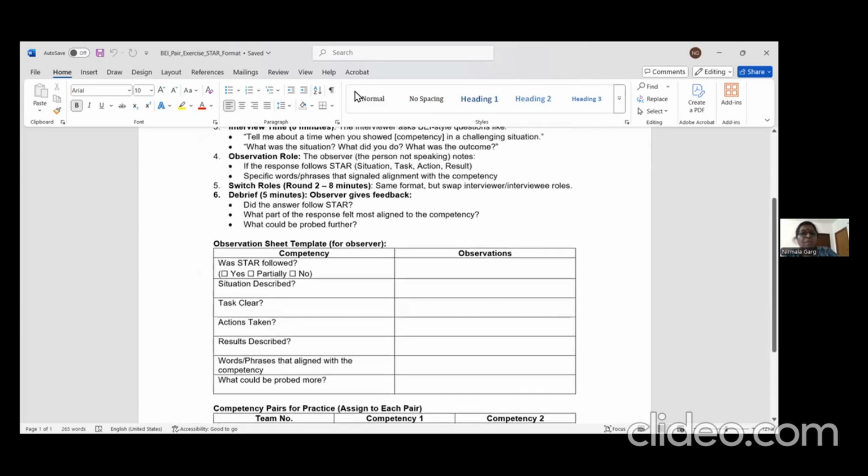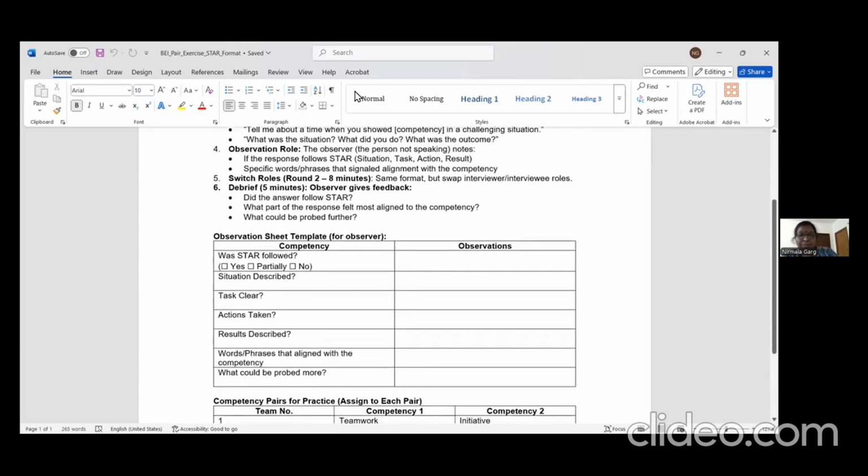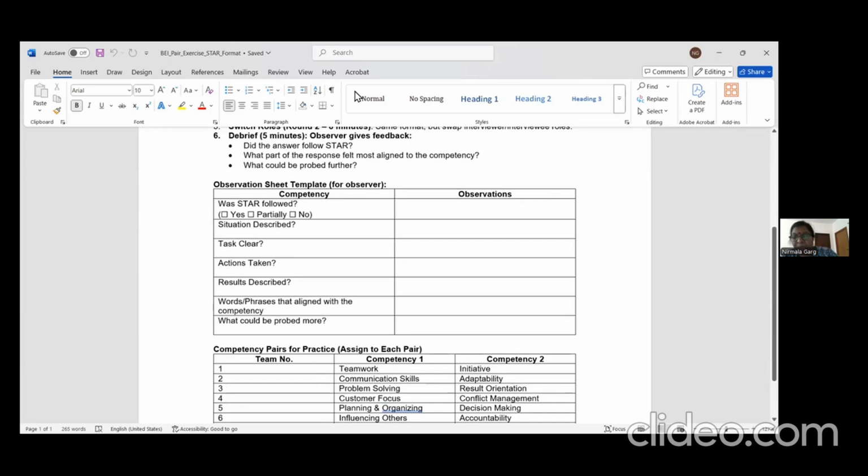Now, what you need to do, the interviewer will ask the interviewee, I will now decide on teamwork only. You're not doing any other thing. So he is going to ask one critical incident using only the STAR method. Situation, task, action, result. And the observer in that group will write here, was the STAR followed? Yes, no, partially. Task clear, actions taken, result described, all those observations the observer will write.